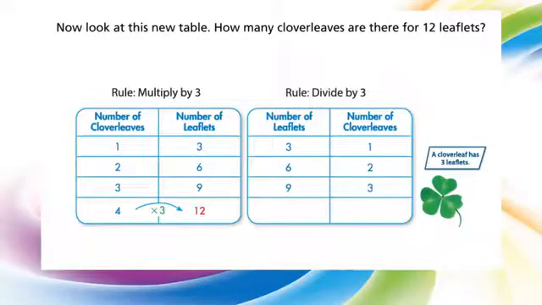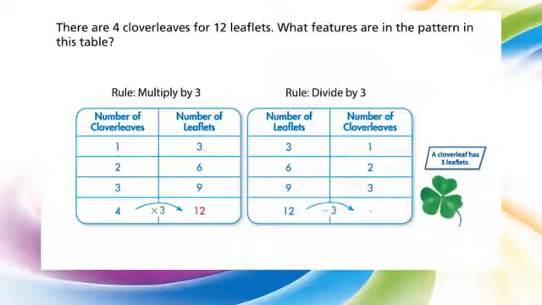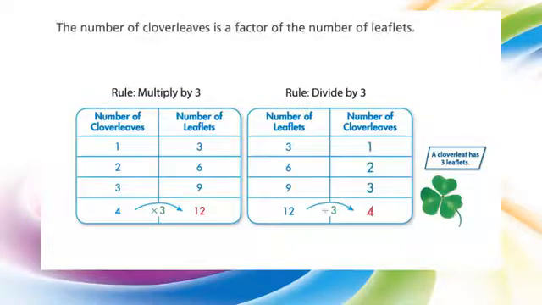Now look at this new table. How many clover leaves are there for 12 leaflets? There are 4 clover leaves for 12 leaflets. What features are in the pattern in this table? The number of clover leaves is a factor of the number of leaflets.